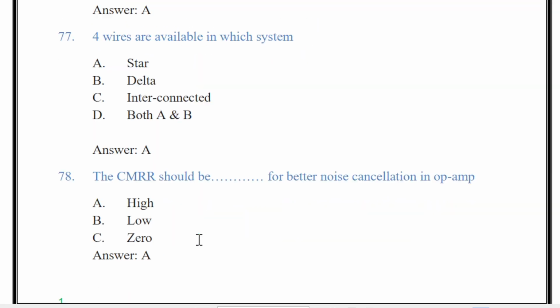Now we come to question number 77. 4 wires are available in which system? There are 4 options. The correct answer is A, star.